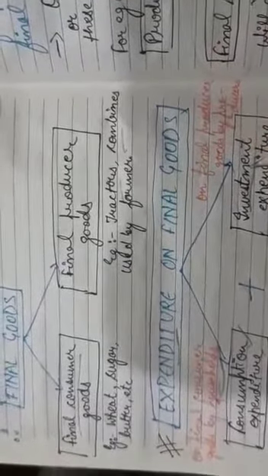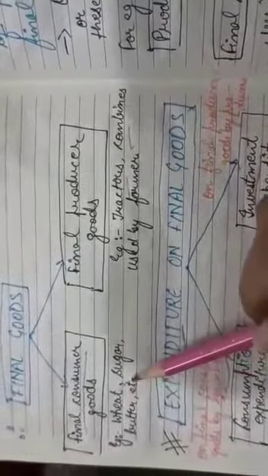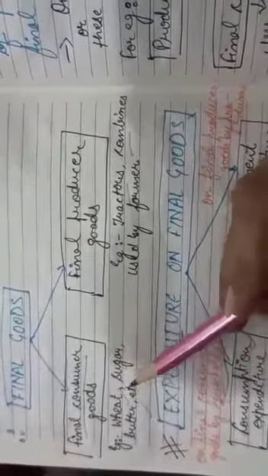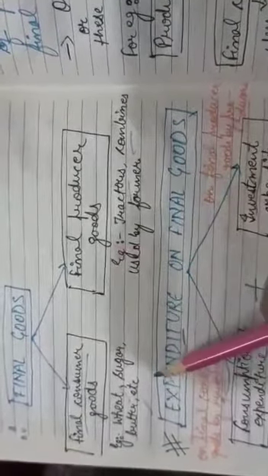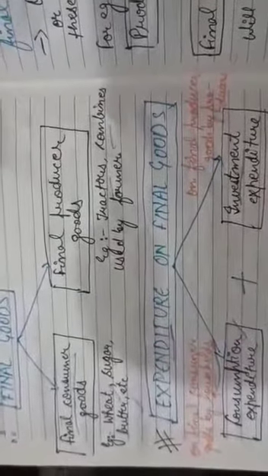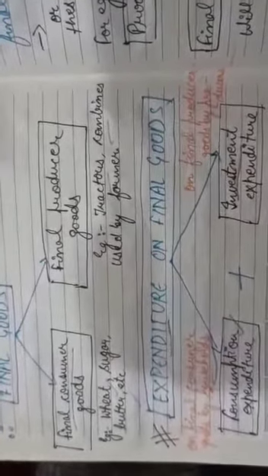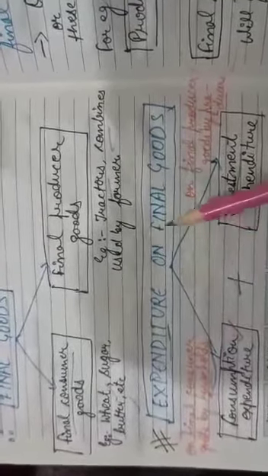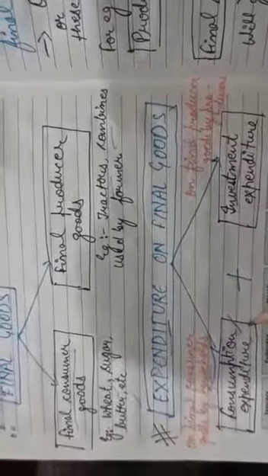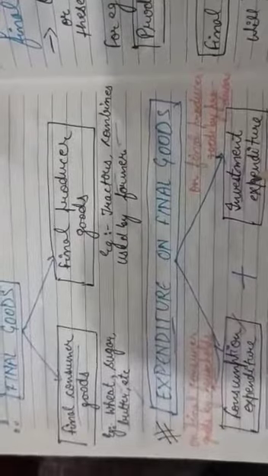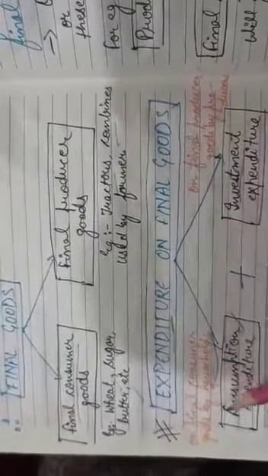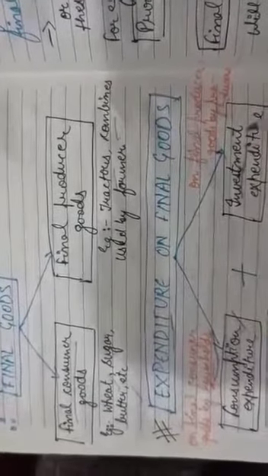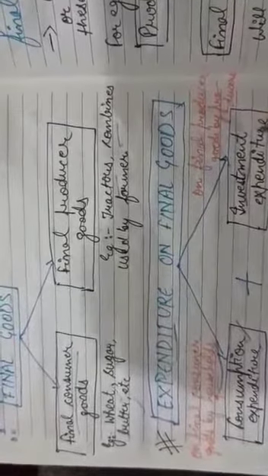Clear? And you can also give the example of final consumer goods, which may include wheat, sugar, butter. It may also include milk. You can take any example which you are consuming in your daily life. Now, if the question arises how expenditure is calculated, what will you do? For calculating the total expenditure on final goods, we have to add consumption expenditure with investment expenditure, because this is the total expenditure being done in an economy, one by the consumers and another by the producers in the form of investment expenditure.